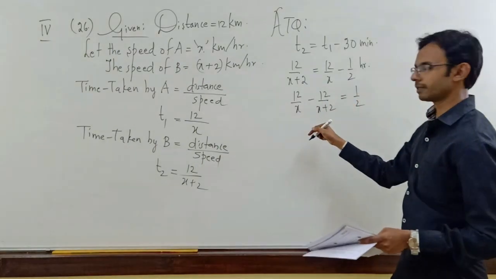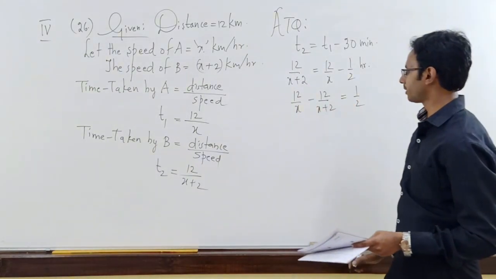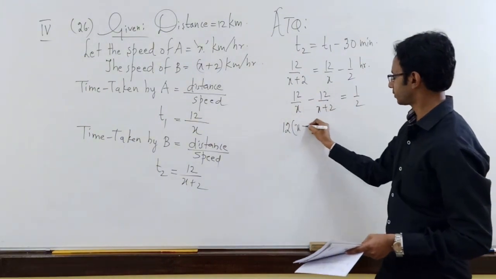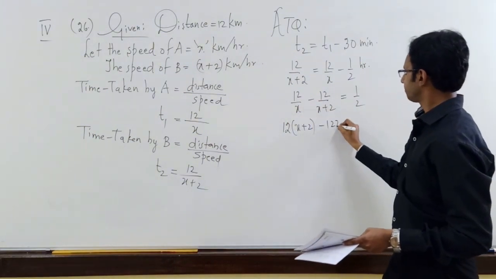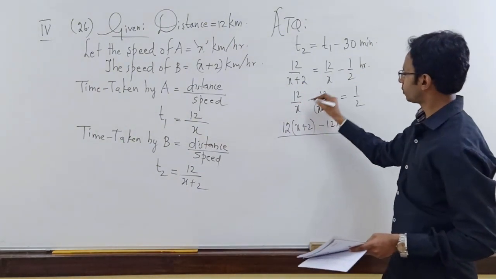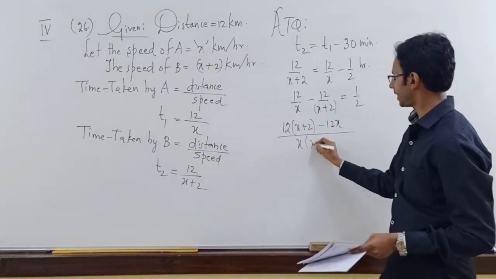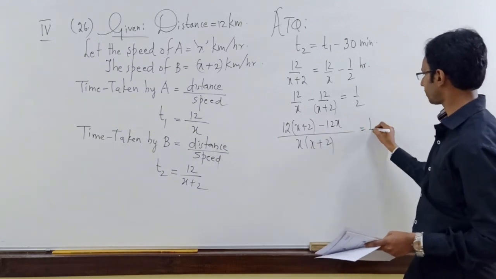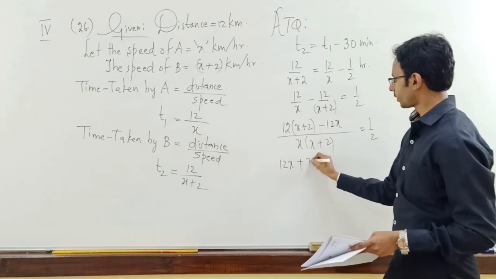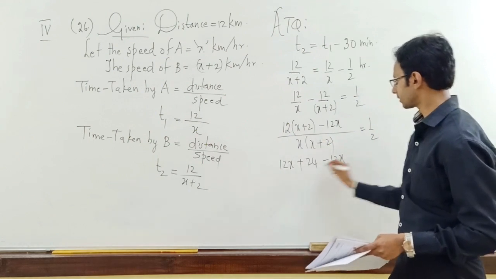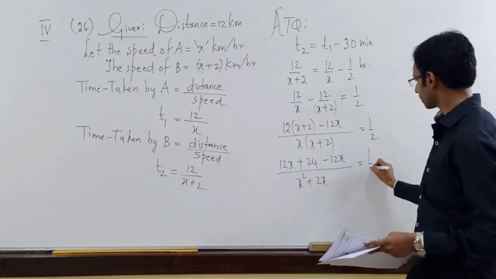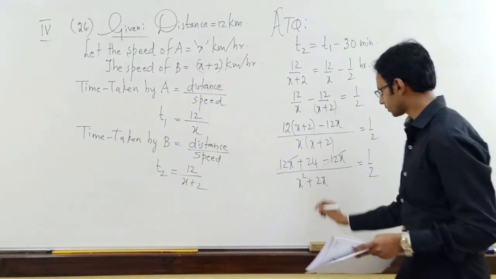You can either cross multiply directly or you can take 12 as the common factor and then continue. I would prefer to do it directly, as students like this. You know, butterfly multiplication: 12 into x plus 2, then 12 into x, divided by x into x plus 2, is equal to half. Let's multiply. You get 12x, 12 2s are 24, minus 12x, divided by x square plus 2x is equal to half. Minus 12x plus 12x cancels.